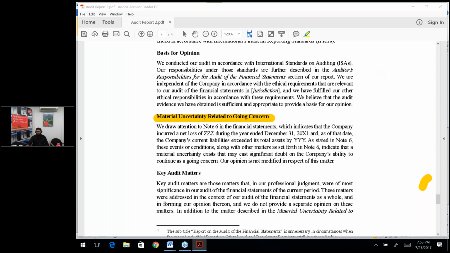IFRA, inadequate disclosure is when you have not given the disclosure in accordance with the requirement of IFRS. Like IFRS might require you to disclose 3 things, but you disclose only 2 things, that is inadequate disclosure.